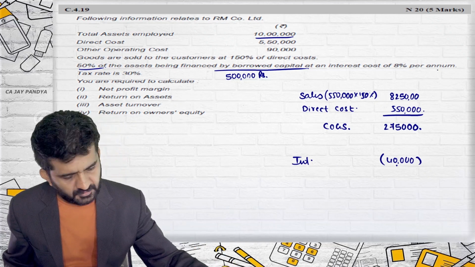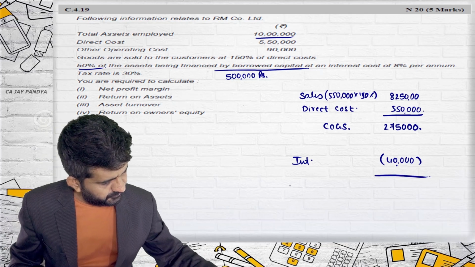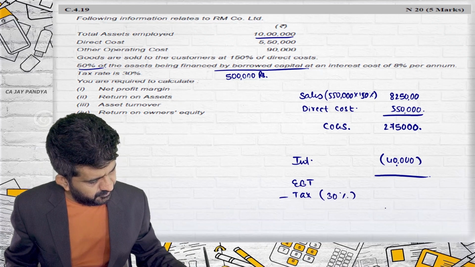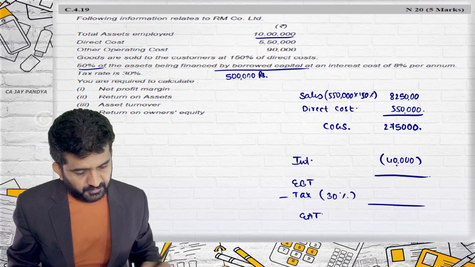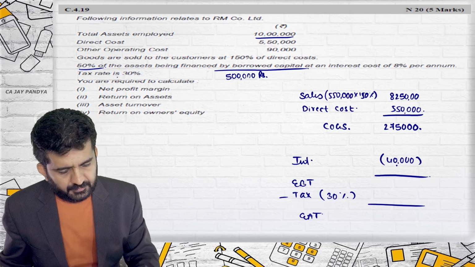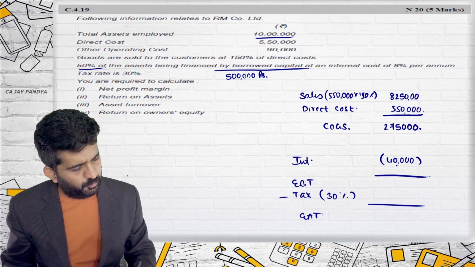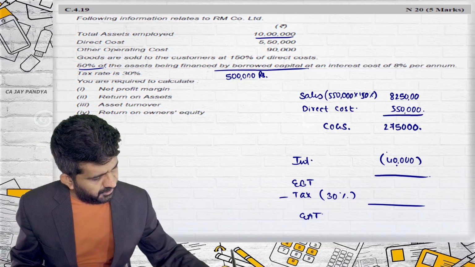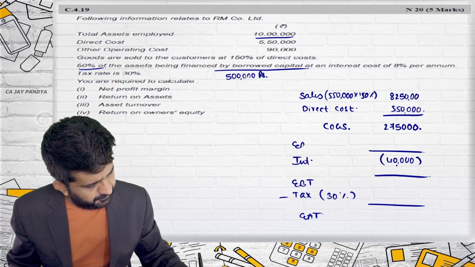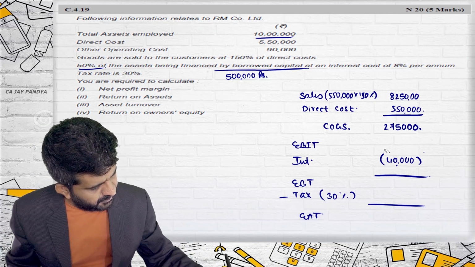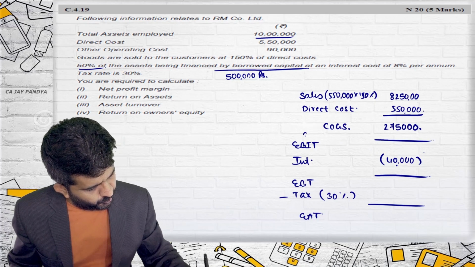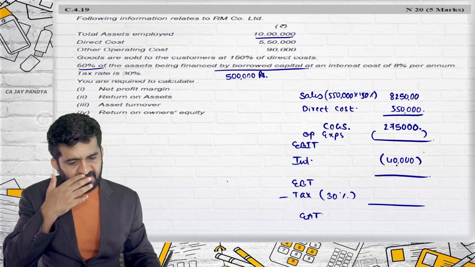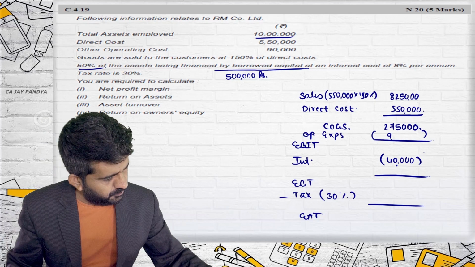Then tax rate is 30%. I will be getting the answer of EBT minus tax. You are required to calculate, but first we need to complete this. So before EBT, there will be EBIT. EBIT minus interest. So here the operating expenses are not found out. How will we find out operating expenses? Yes, it is given, 90,000.